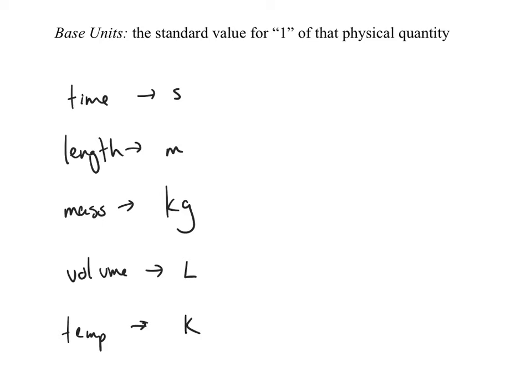The other base units that are useful for E&M are current, which is in amps; temperature, in kelvins; amount of substance in chemistry, measured in moles; and then something called luminosity, which is measured in candelas, which is why it's called a candle, candelas, CD.